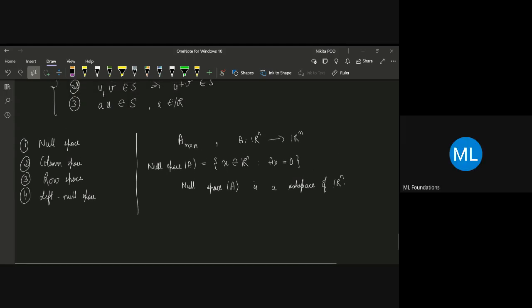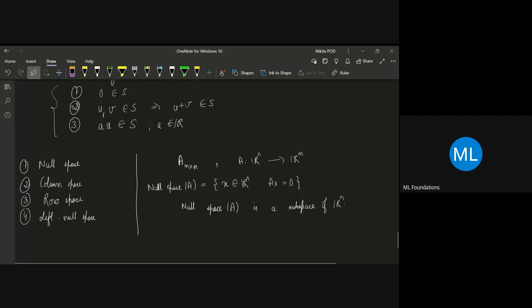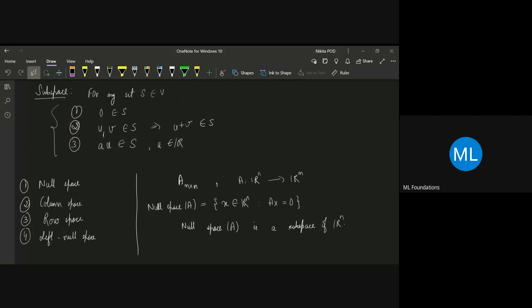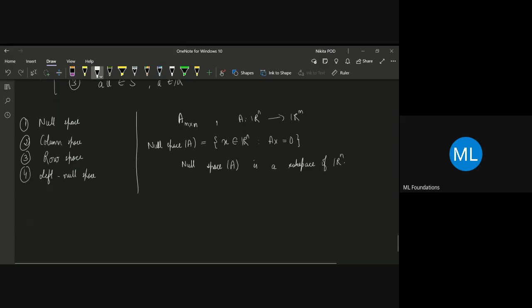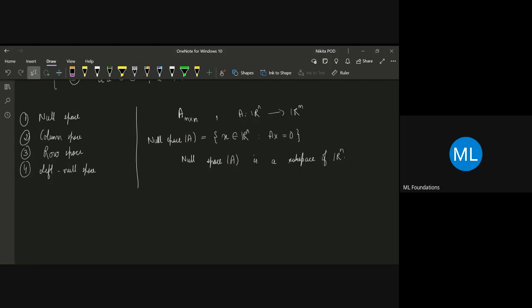Okay. So to prove this is a subspace, what do you have to check? I had written three properties here. One is 0 should belong to S. For any two vectors belonging to S, u plus v should belong to S, and a scalar times u should also belong to S, right? So if you have a matrix A from Rn to Rm, and the null space of A I have defined as X which belongs to Rn such that Ax equals 0. Now you have to prove the null space of A is a subspace of Rn. How will you do it?